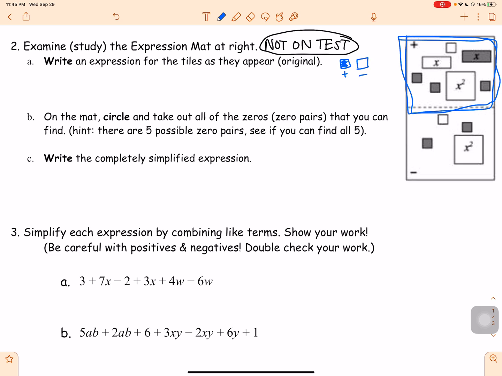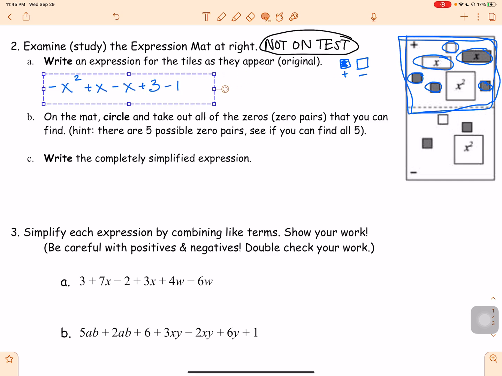So here I see I have a negative x squared. So I'm going to go and write that down, negative x squared. And then I have a positive 1x, so plus x. And then a negative 1x, minus x. And then I have 1, 2, 3 positive 1s. And then 1 negative 1. Okay, so I'm not simplifying them, right? So I'm not combining like terms.